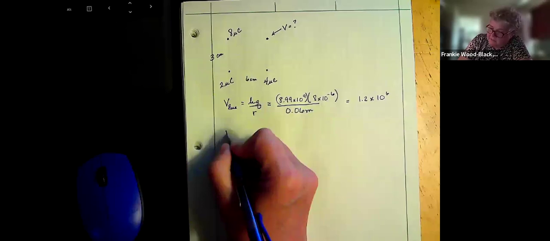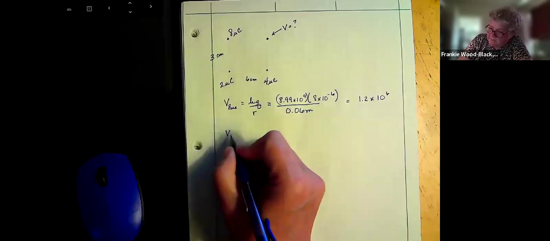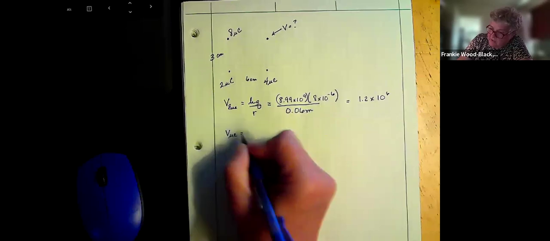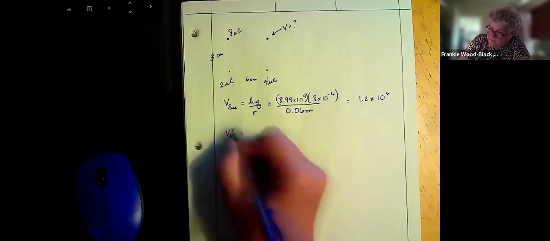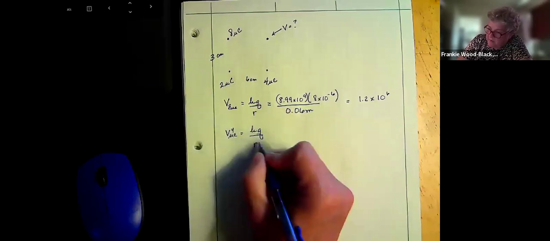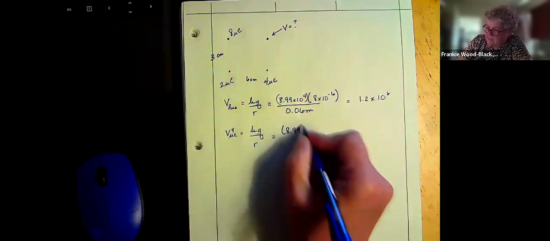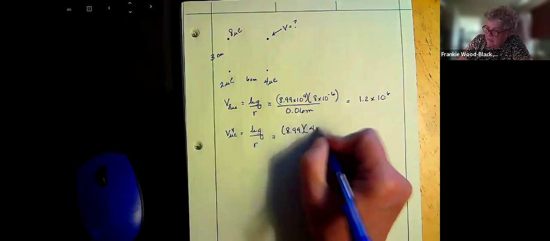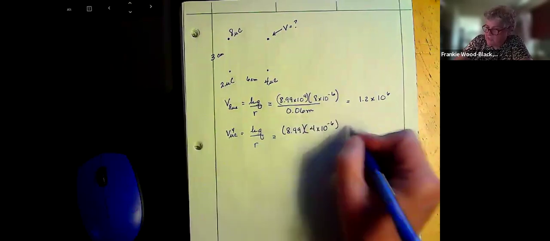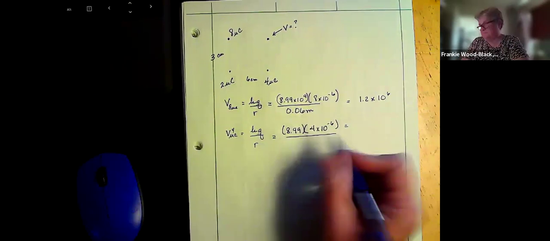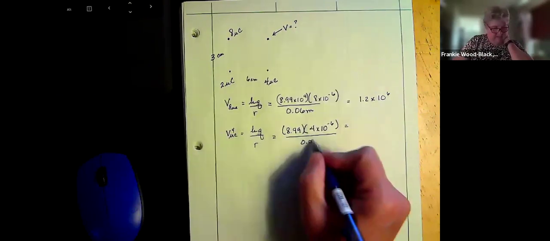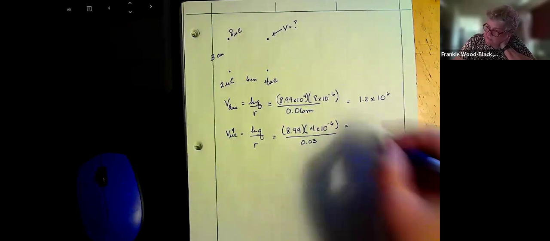I've got my 4 one. K, Q, R, 8.99 times 4 times 10 to the minus 6. And this is now 0.03. This gives me 1.2 times 10 to the 6.